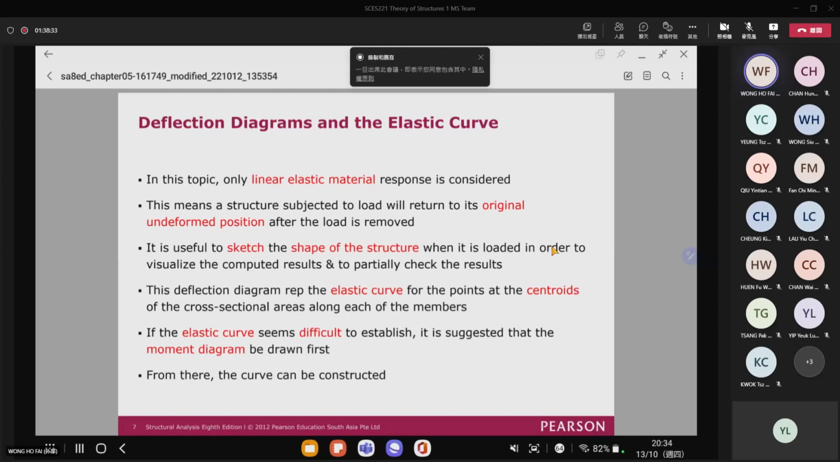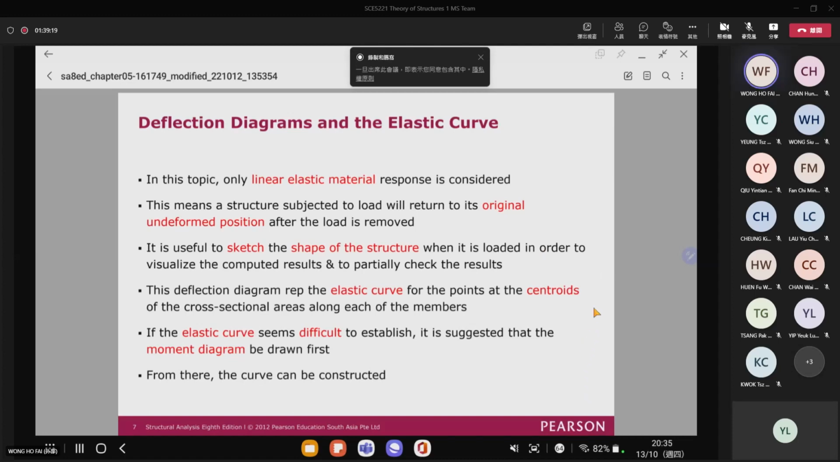And when the member is subjected to the loading, it can have so-called deflection. When the member is still in the elastic stage, it will return to its original position when the load is removed. But when the material goes into the plastic stage, when you apply the load, it cannot return to its original position. In this module, we will just describe linear elastic material. That means it is in the elastic stage. We will not include nonlinear deflection here.